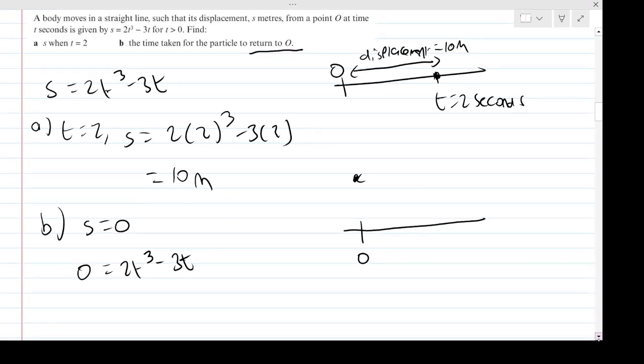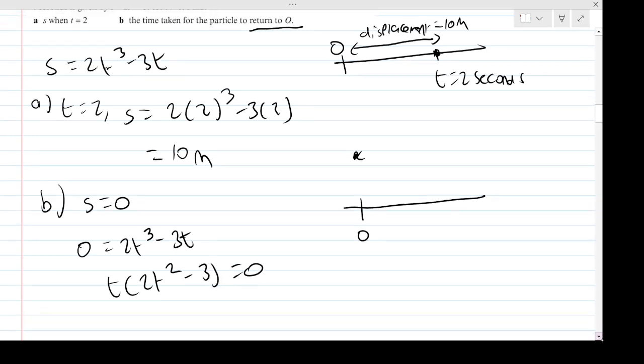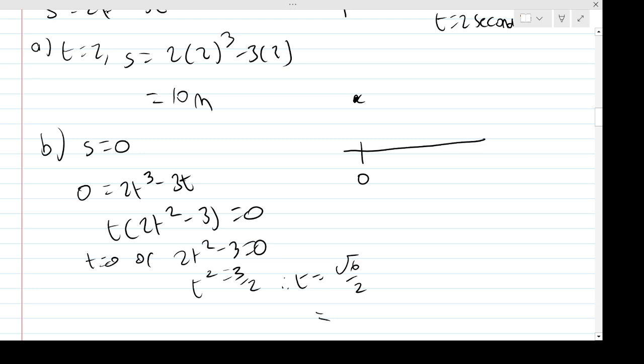And so at that point, I'm just solving an equation for t. So I can factorise a t out. So t lots of 2t squared minus 3 equals 0. So that means t = 0 or 2t squared minus 3 = 0. And so if I solve this equation here, I get t squared is 3 over 2. Therefore t, if I root that, I get root 6 over 2, or as a decimal, 1.22 seconds to 2 decimal places. And so this is my solution here.